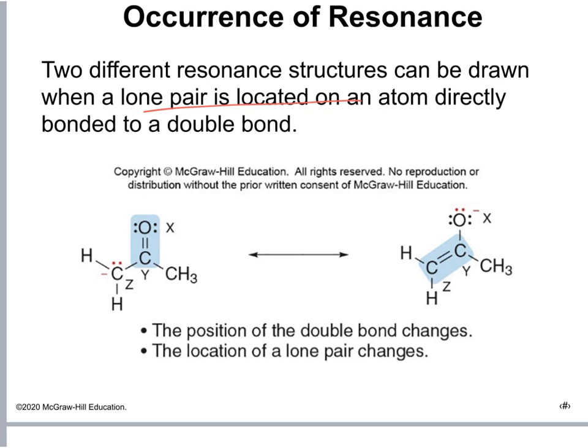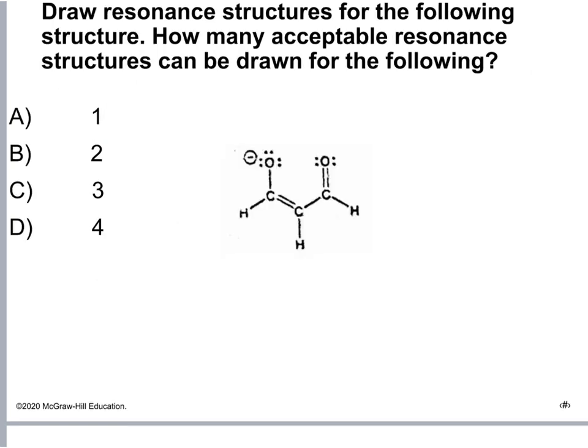So here we have the position of the double bond changes. So here, these electrons can go here, but then those go there, and they're showing you that. Okay, so let's work this one together. Give you a moment.